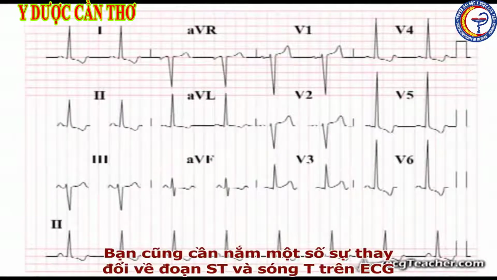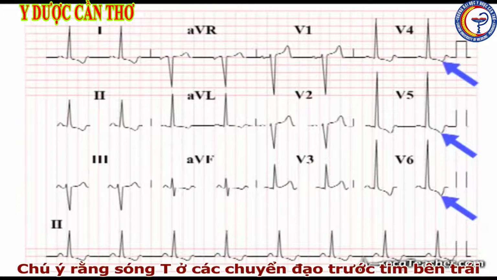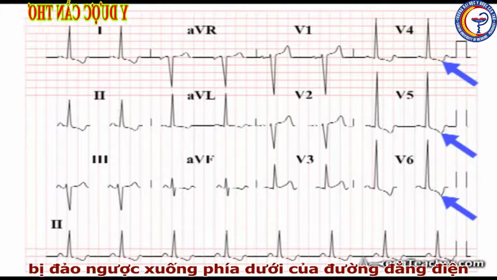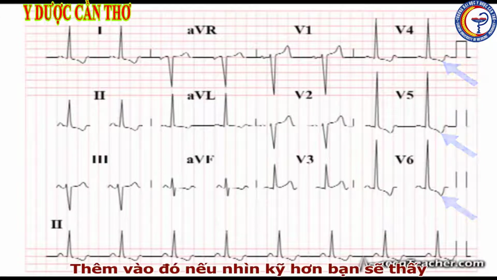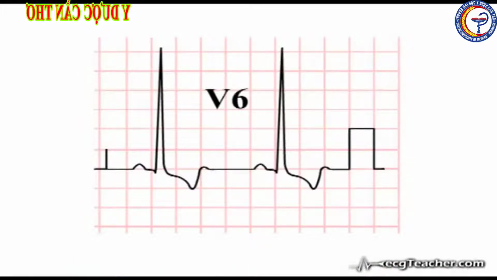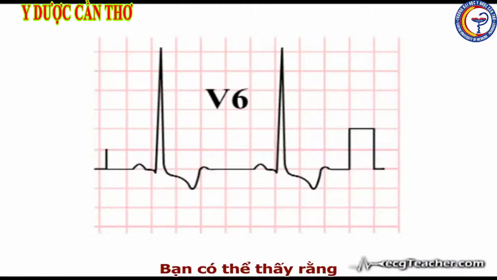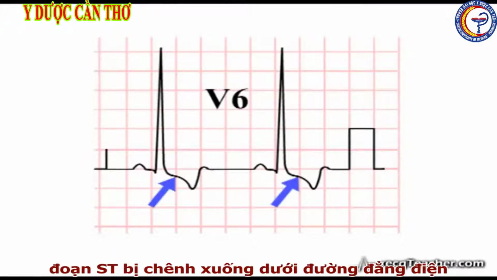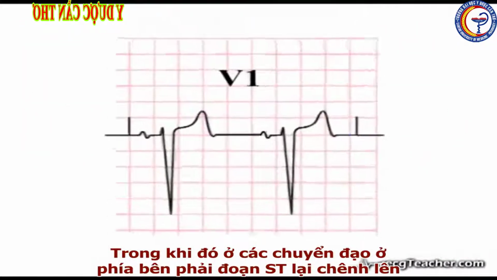Voltage criteria, you may also have picked out the striking changes in the ST segments and T waves present on this ECG. Notice how the T waves in the left-sided chest leads are inverted below the isoelectric line. Also, if you look closely, you can see that these T wave changes are accompanied by alterations to the ST segments. In the left-sided chest leads, illustrated here in V6, you can see that the ST segment is depressed below the isoelectric line, while in the right-sided chest leads, the ST segment is elevated.